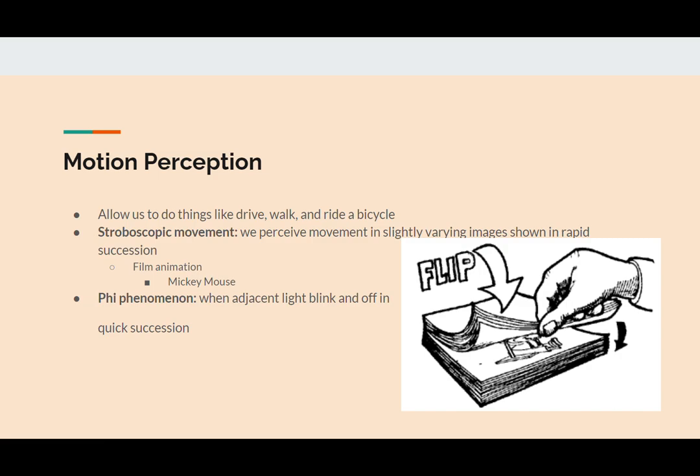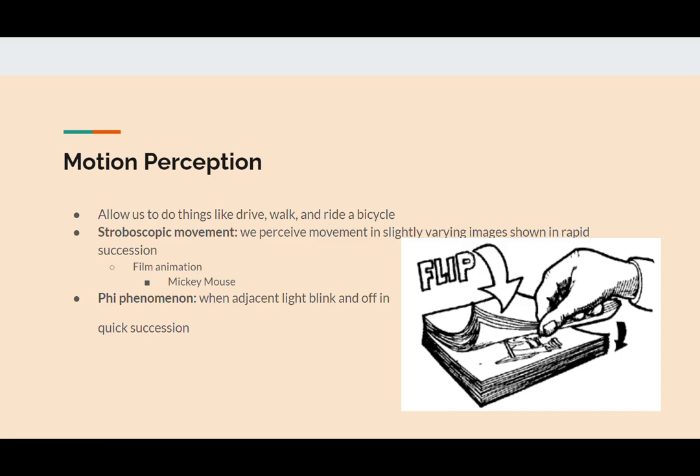The phenomenon called stroboscopic movement creates this illusion where we perceive movement in slightly varying images shown in rapid succession. Did you ever create a flip book when you were in childhood? This is an example of stroboscopic movement. The same concept applies to film animation. A super fast presentation of Mickey Mouse in slightly different positions will create an illusion of movement.